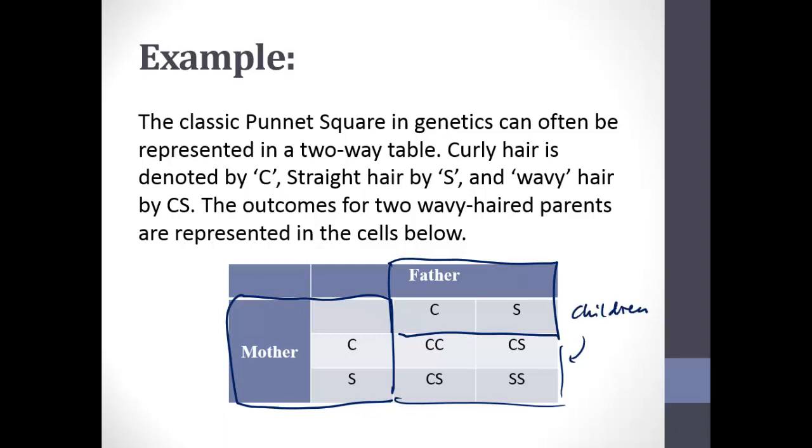And so we're looking at hair types here. We're going to have two possible hair types for the father and mother. We have C, which is going to be curly hair, S is going to be straight hair, and then wavy hair is going to be the combination of those two things. So again, keeping in mind that I want to focus on what the children have going on here. That's the main part of this table.